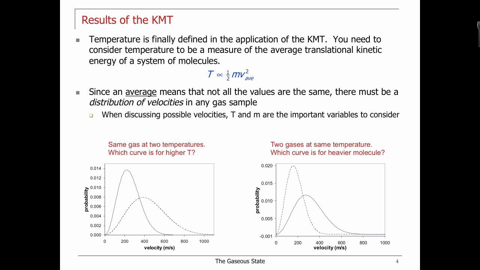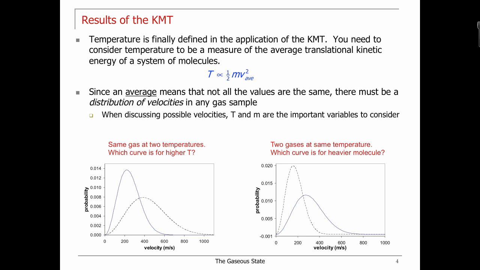Now, it's not equal to it, it's proportional to it. But the key thing is, it's proportional to this average kinetic energy that these molecules have. And that tells us something very important. If it's an average, that means that not all molecules are moving at the same speed.